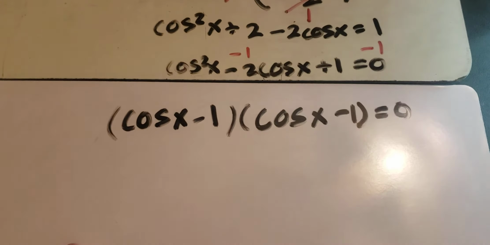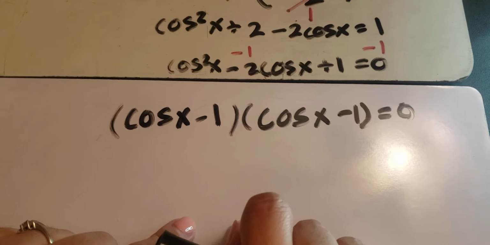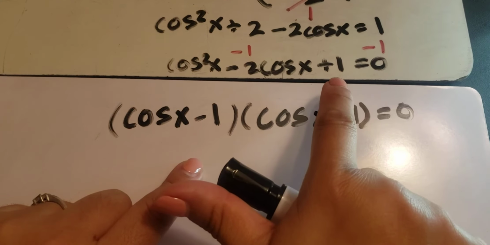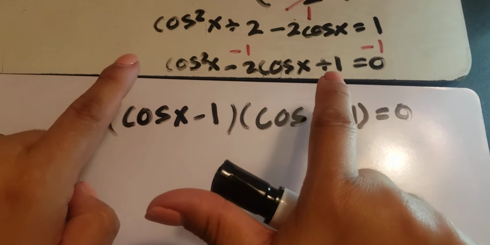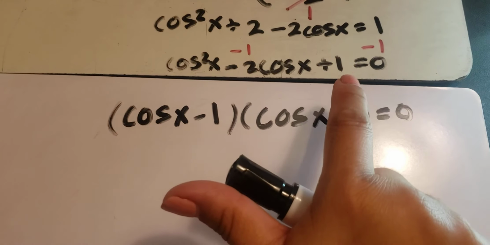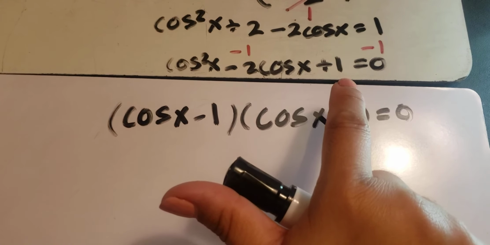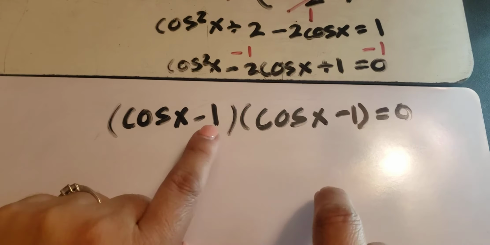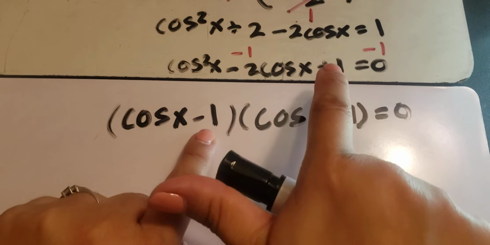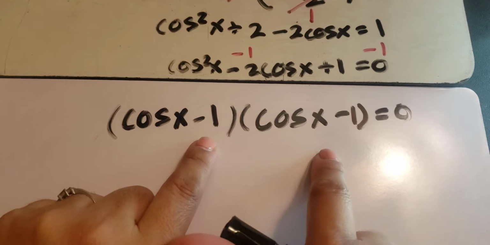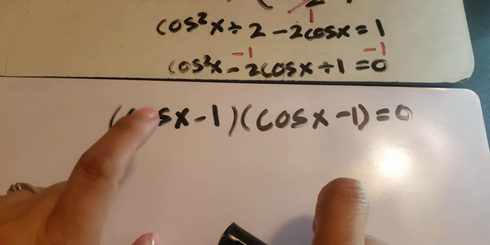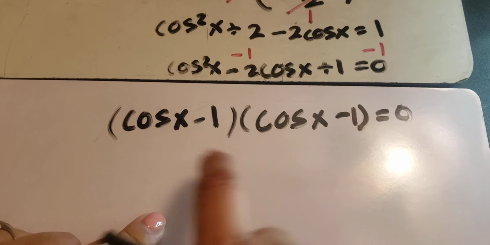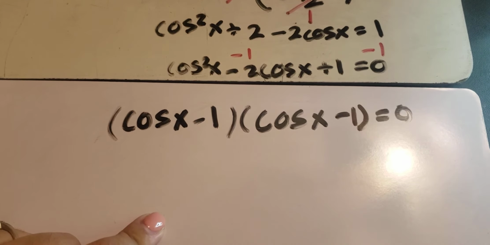Think about it this way. With the AC method, which you learned in Integrated 3, you're looking for two numbers that multiply to give you A times C, your coefficients. In this case it'll be positive 1, and they add to give you negative 2. So negative 1 times negative 1 gives you positive 1, and negative 1 plus negative 1 gives you negative 2. Again, we're working with cosine, and you can double check by doing FOIL here.